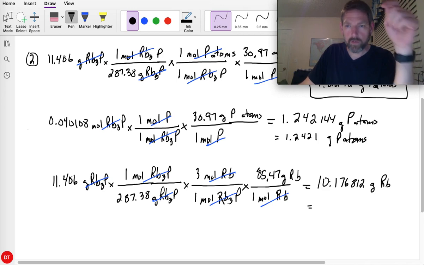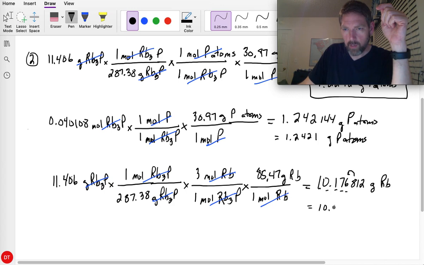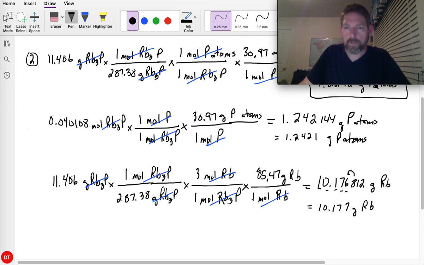So now let's look at this. 5 significant digits, right? 1, 2, 3, 4, 5. So that 8 would round that up because there's 1, 2, 3, 4, 5. So we get 10.177 grams of rubidium.